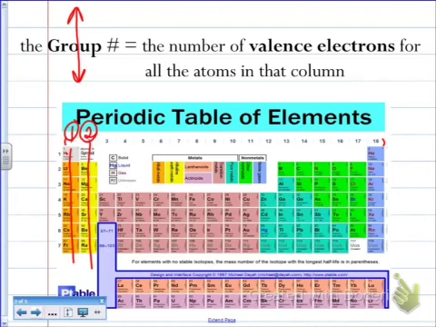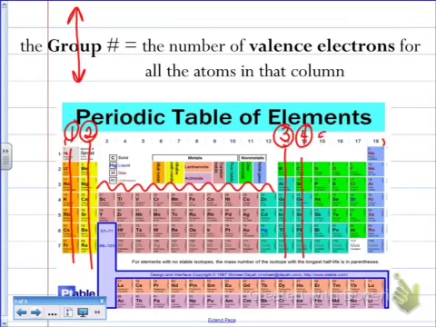Now, the transition elements in the middle don't behave themselves. They can have 1, 2, 3, or 4 valence electrons. So we're going to skip the dip in the periodic table and pick up with group 13. Group 13, everything in group 13 has 3 valence electrons. We just pretend the 1 is not there in front of the 3. Everything in group 14 has 4. Everything in group 15 has 5. Everything in group 16 has 6. And everything in group 17 has 7.